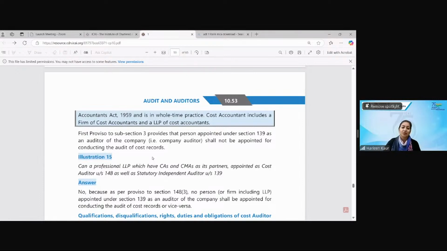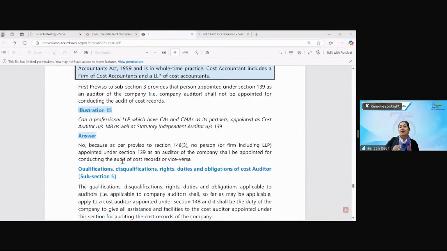No, because only the people appointed under 139 as company auditor shall not be appointed as the cost auditor, and vice versa will also not happen. A cost accountant will not do your statutory audit. Unka apna profile hai, apna role hai.